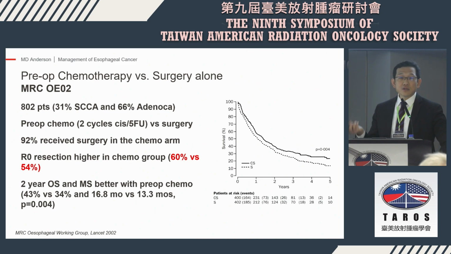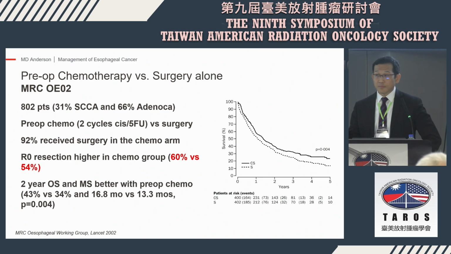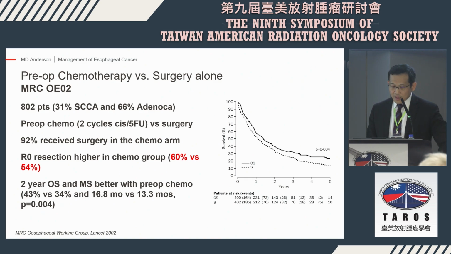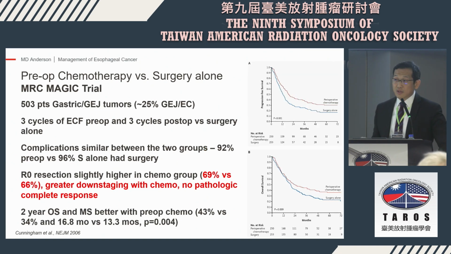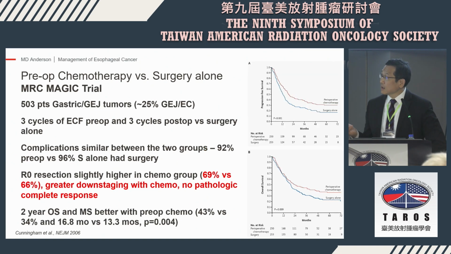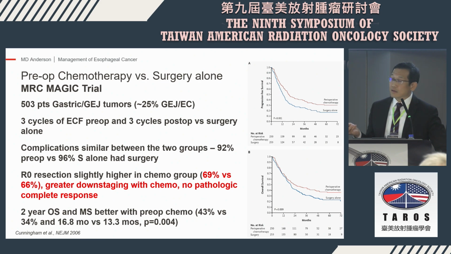So that's why in the UK, they leave out radiation. And in the UK, because of the MRC study showing the benefit of adding preoperative chemotherapy to surgery versus surgery alone. The MAGIC trial was another MRC UK study. However, this is mostly in gastric cancer. However, 25% of these patients had esophageal cancer.